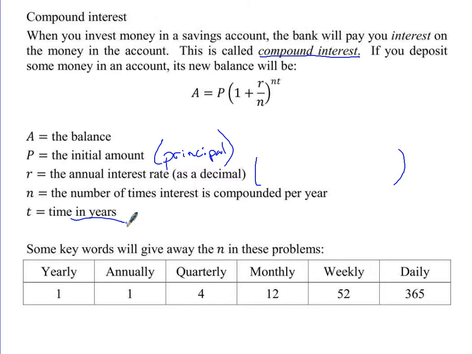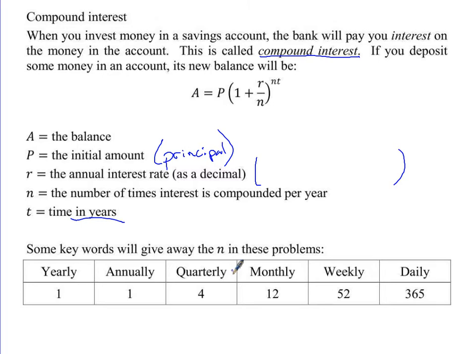Now, that's all straightforward stuff. The only thing that's kind of confusing in problems like this is this number n right here. N is the number of times that they're going to be giving you interest, the number of times that they're compounding your interest. There's key words in these problems that will give away n. You got to watch for them. The word yearly means once per year, so therefore n would be 1. The word annually is the same as yearly. They mean exactly the same thing. So again, n would be 1.